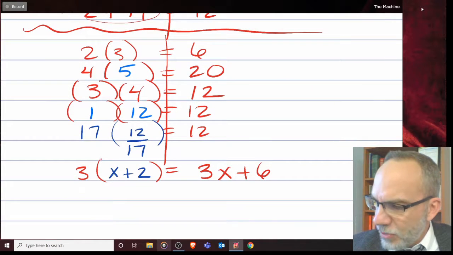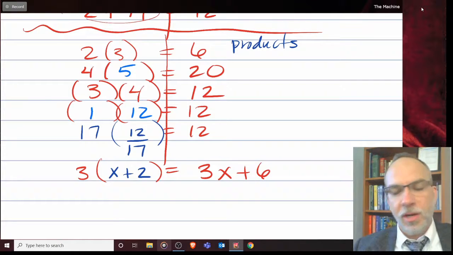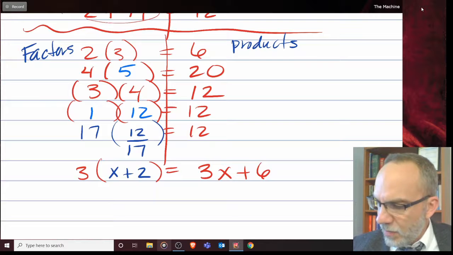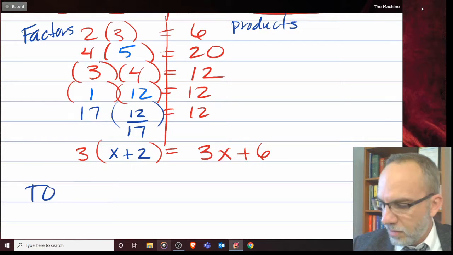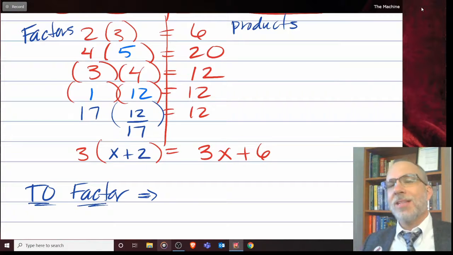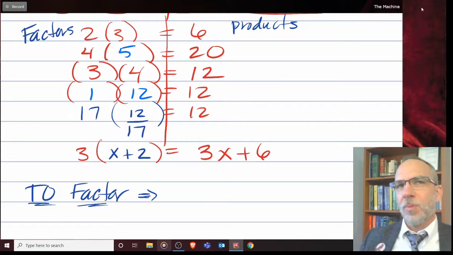So the answers to these questions are products. The answer to a multiplication question is a product. What are the things that you multiplied? These things over here are factors. And so to factor, as a verb, means that you're going to write the product as a multiplication question. You're kind of going to go backwards with multiplying.